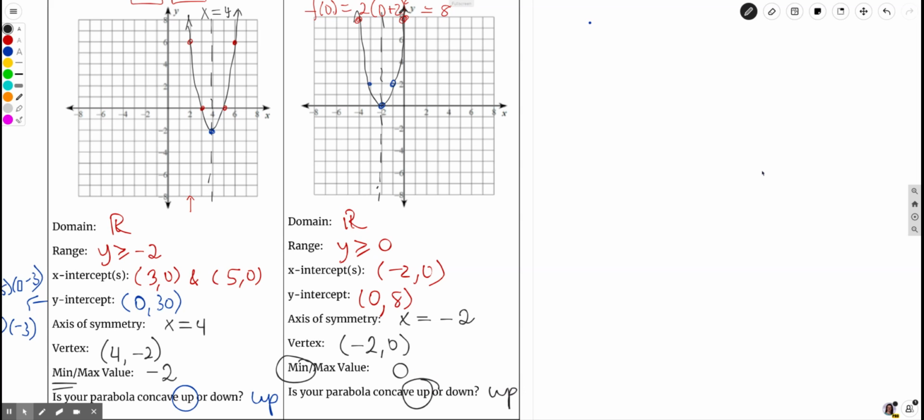So that's it for the 4 questions where we have to graph parabolas in vertex form. Oh my gosh, not vertex form, factored form, or it's also called intercept form.